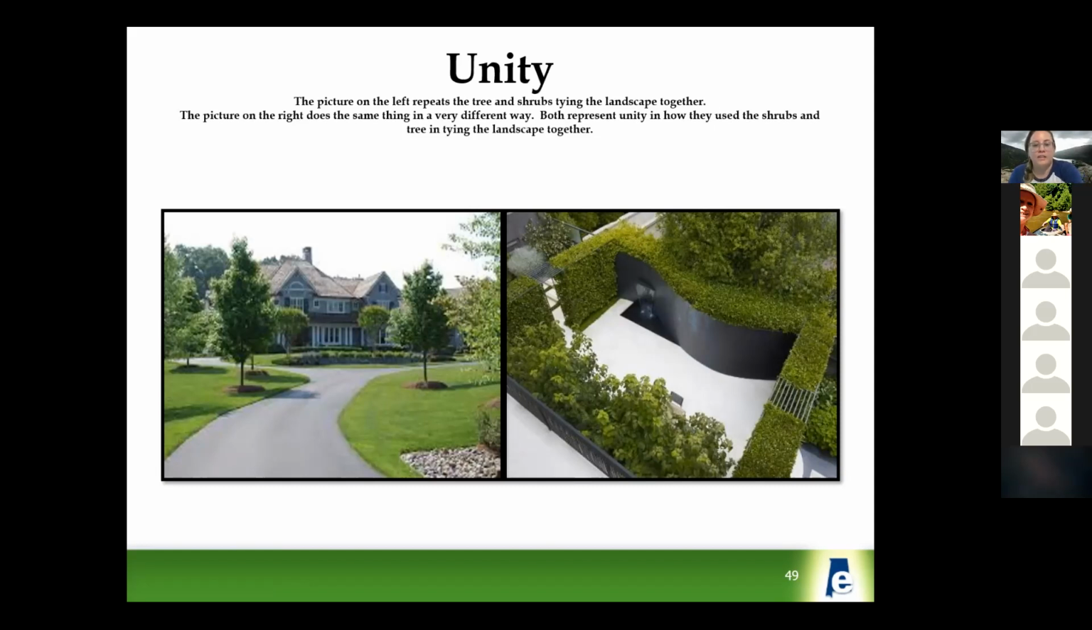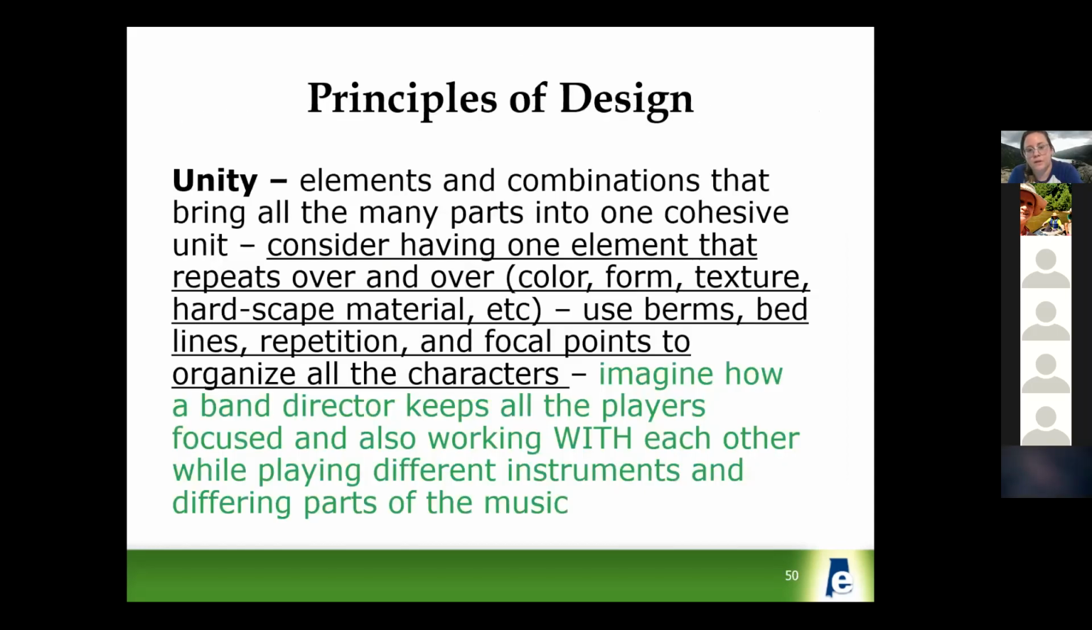And in the picture on the right, it does the same thing in a different way. We've got a similar color pattern. We've got curving lines that are repeated. We've got straight lines that are repeated throughout. Whereas it's a very off the wall design, they've got repeated elements that help make it unified. So unity is basically elements and combinations that bring all the many parts into one cohesive unit. So within unity, we talk about repetition, whether it's a repeated color, a texture of a plant, a form, maybe it's repeated hardscape materials. Maybe you use the same brick along one pathway as you use down another, and it connects the landscape.